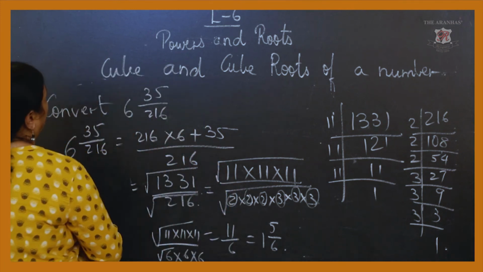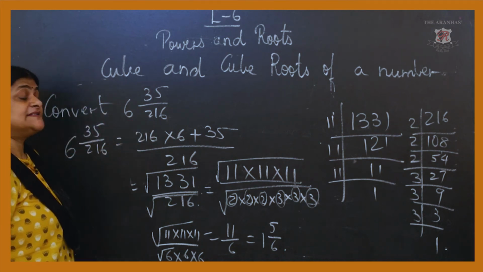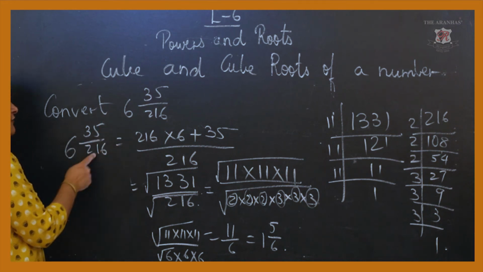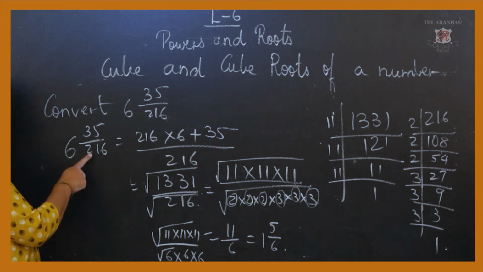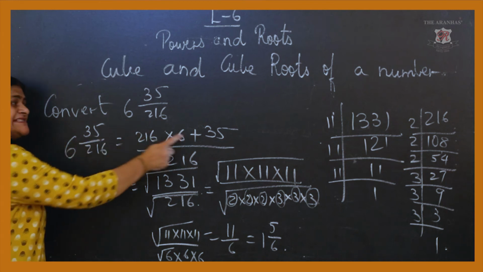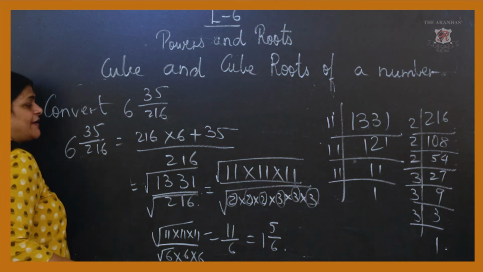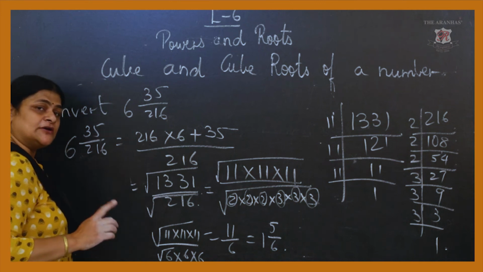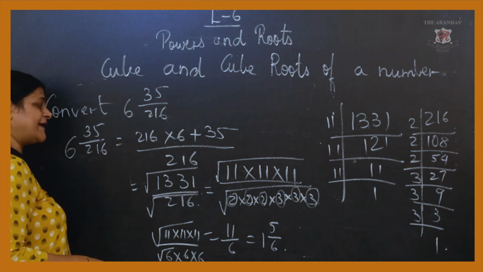So this will be what? You are going to convert your 6 and 35 upon 216. So here you have written the sum as it is. First, this is your mixed fraction, you are going to make it into an improper fraction, that is 216 into 6 plus 35 divided by the denominator, that is 216. So once you calculate 216 into 6 plus 35, it will give you 1331 divided by the denominator, which is the same, 216.